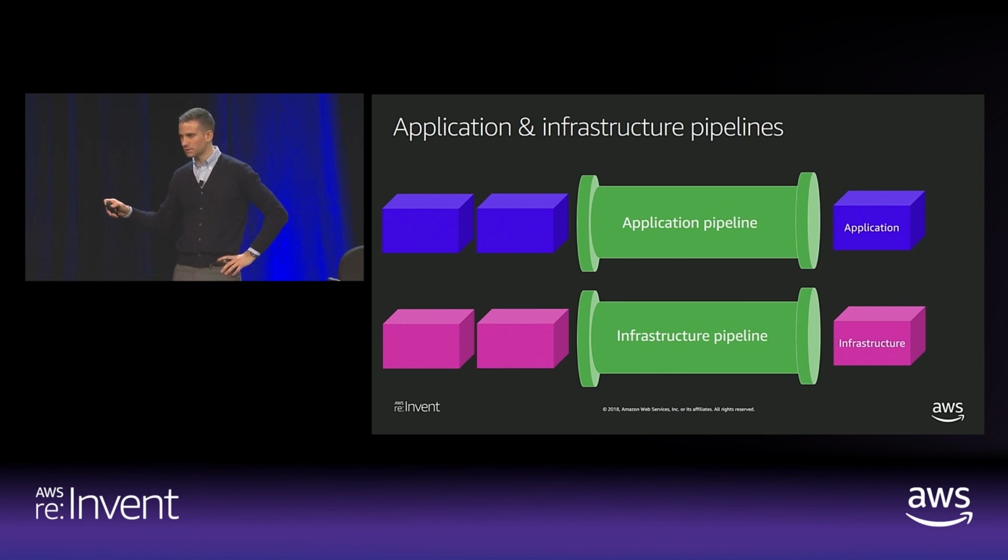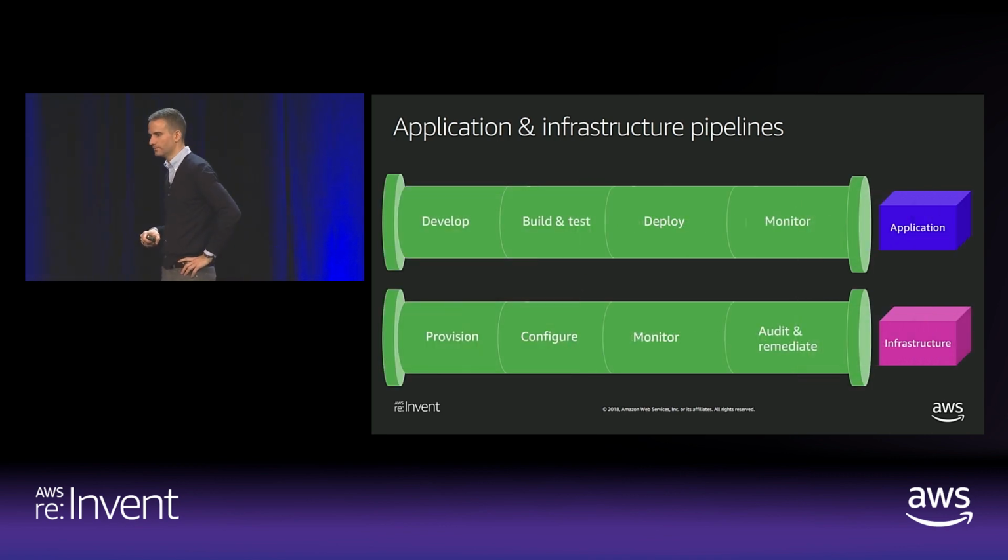If we look first at the application pipeline, I first need to develop my code, right? Then I need to build it and run tests, like integration tests, unit tests, and so forth. Then I deploy it to my infrastructure, and then I monitor it and see if there are any issues, on the application level, infrastructure level monitoring, and so forth. And ultimately I have my running application, and then the circle starts again anytime I make changes.